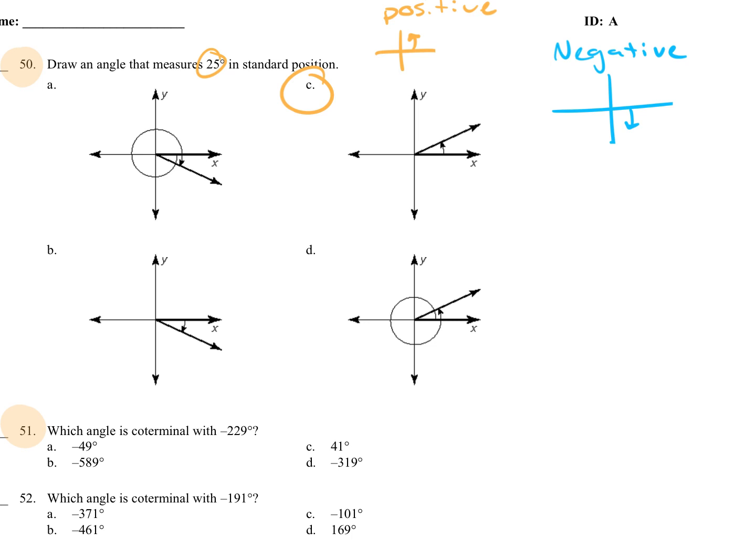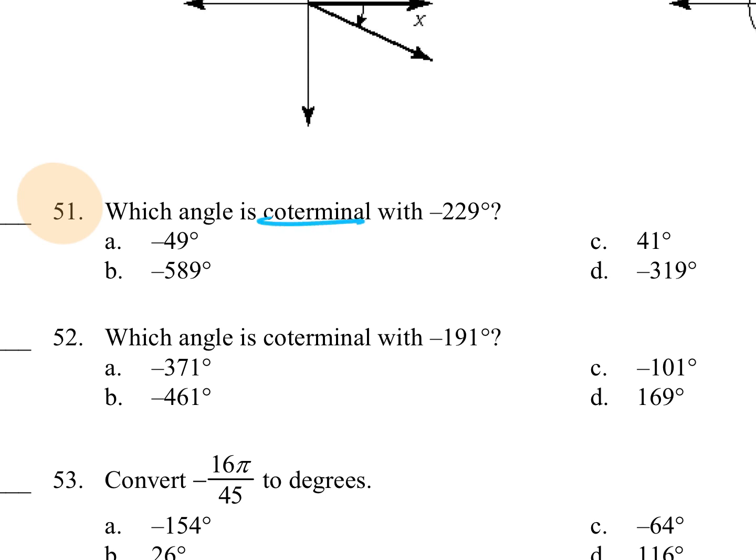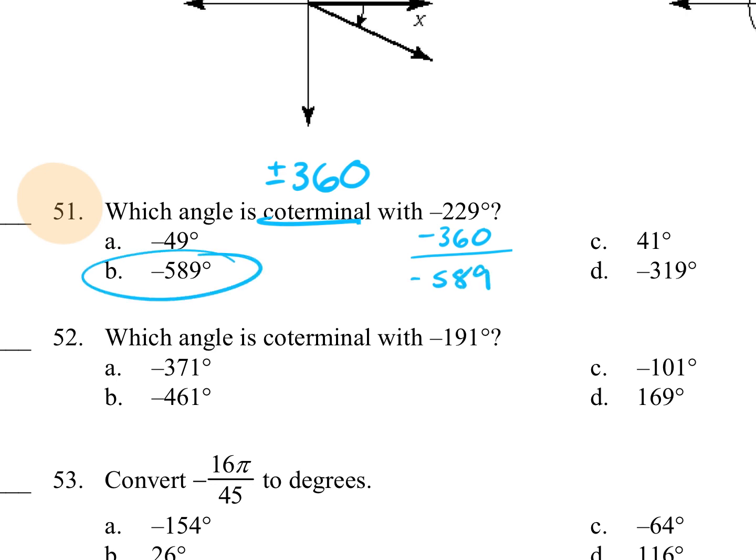51 says which angle is coterminal with negative 229. Coterminal, you add or subtract 360 degrees as many times until you find one of your angles. So here if we add 360, I think we should get 41. If we add 360, we don't quite get 41. You just put it in your calculator. But I think if we subtract 360, we end up with negative 589, which would be answer choice B. So you may have to either add or subtract, just see which answer choice you get.